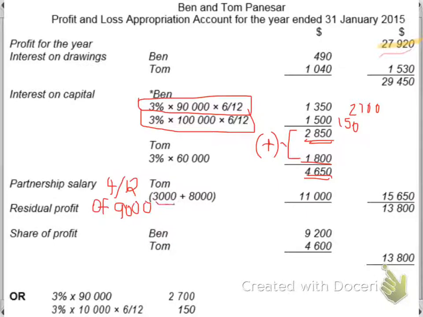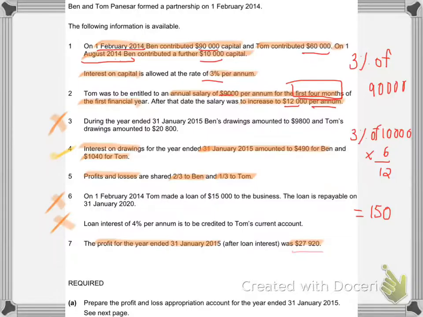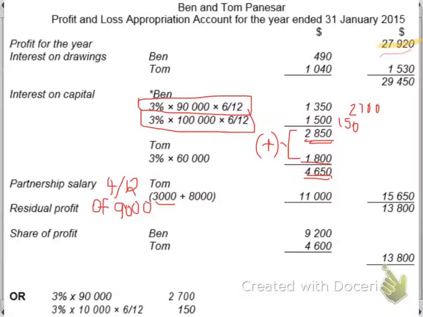Then we have to find the remaining months of the year, which is 12 minus 4 months, which is 8. So we do 8 by 12 of 12,000, and then we get the amount 8,000.